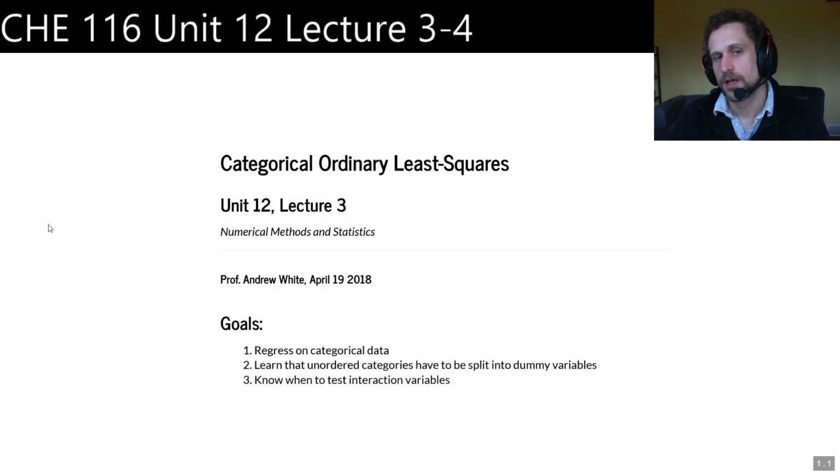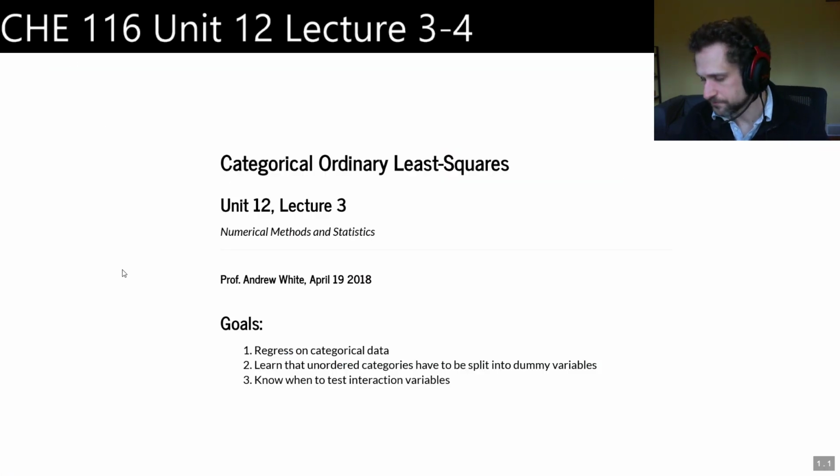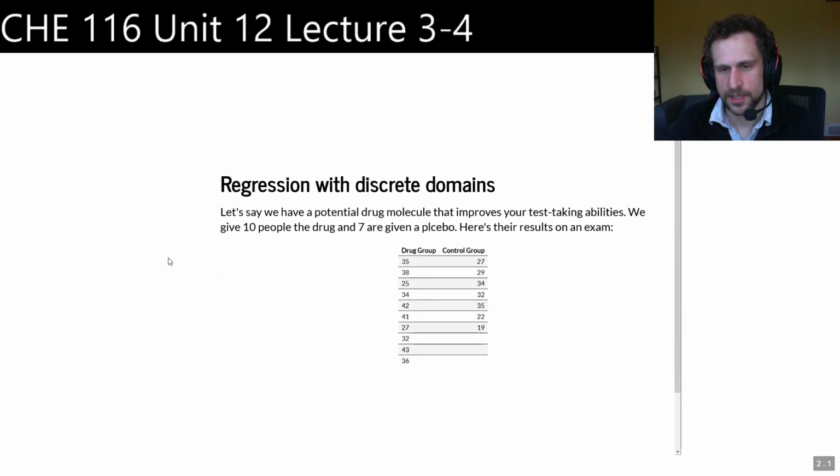Go to the lecture review in the lecture notes to find an overview of all the different things covered. It also describes how to choose which regression technique to use. So let's take a look at categorical data. Categorical data is basically whenever you have a discrete effect on your data. So maybe we have a potential drug molecule that can improve your test taking abilities.